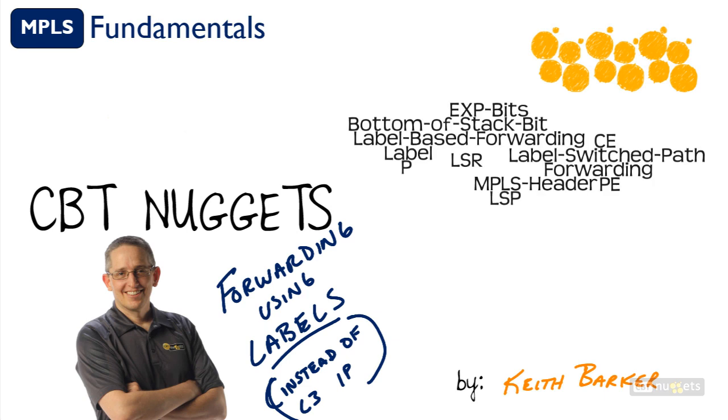Is it possible to make forwarding decisions based on something other than IPv4 in an IPv4 network? The answer is absolutely yes.